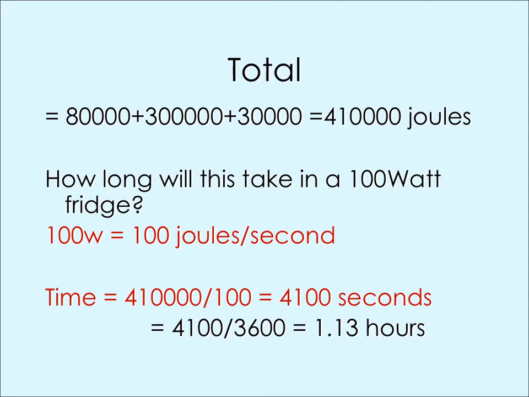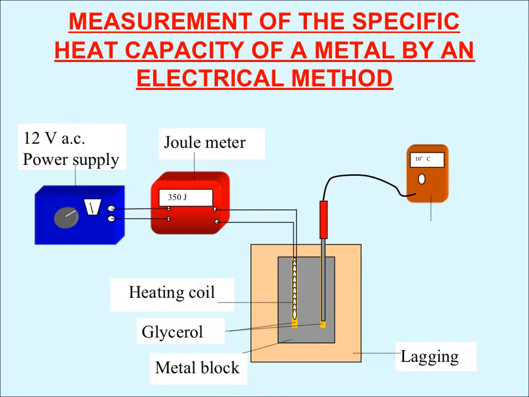Whenever you're looking at the amount of time in physics, quite often you divide the total amount you have by the amount that happens every second. So total amount you need is 410,000 joules. But the fridge works at 100 watts, which is the same as saying it converts 100 joules per second. So you divide by 100 and you get 4,100 seconds, which is 1.13 hours, it takes for the wine to get to the state where it's undrinkable. And the bottle to break, probably.